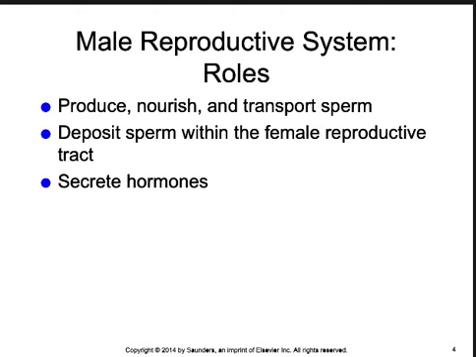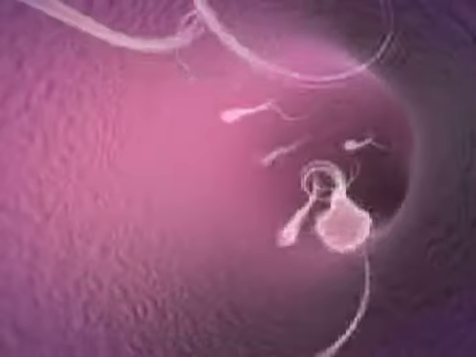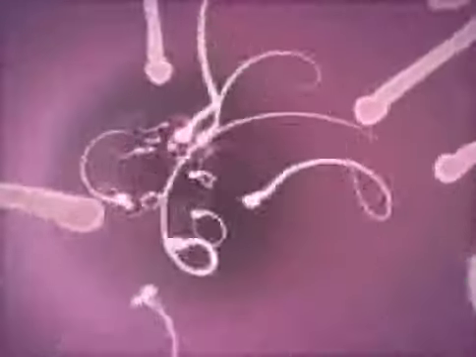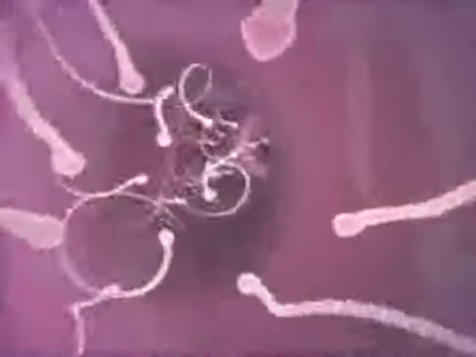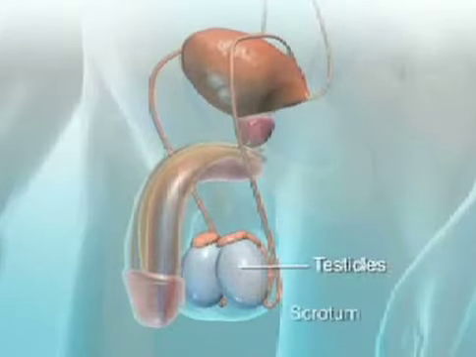The male reproductive system produces, nourishes, and transports sperm, deposits sperm within the female reproductive tract, and secretes hormones. The structures are the testes, the genital ducts, the accessory glands, and the external genitalia. Let's learn a little bit about the male reproductive system. The primary role of the male reproductive system is to produce and deliver sperm to fertilize an egg in the female. These sperm are produced outside of the body cavity by the testicles, which are located in the scrotum.